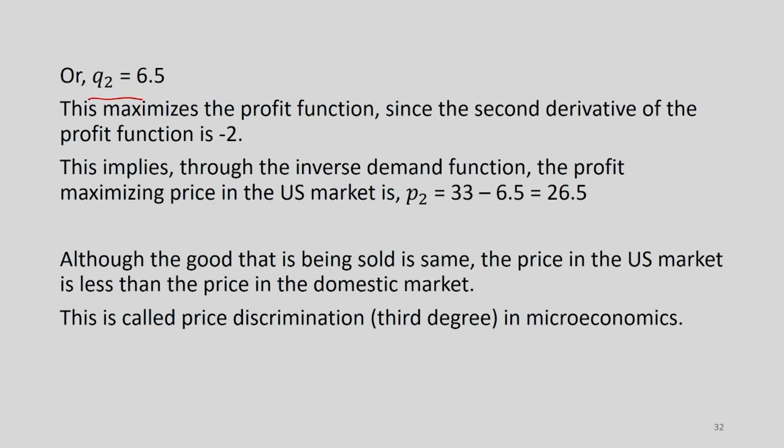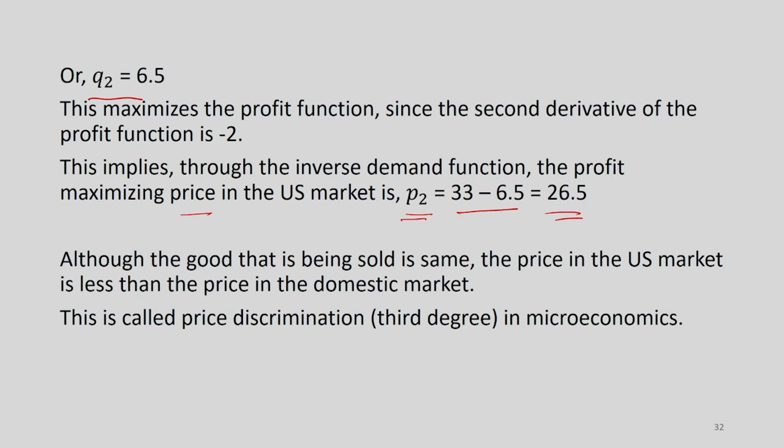This implies, through the inverse demand function, the profit maximizing price in the US market, that is P2, is equal to 33 minus Q2, right. So, 6.5 is the quantity Q2. So, I am getting 26.5. Okay. So, that is the price that is going to be charged in the US market, P2, 26.5.